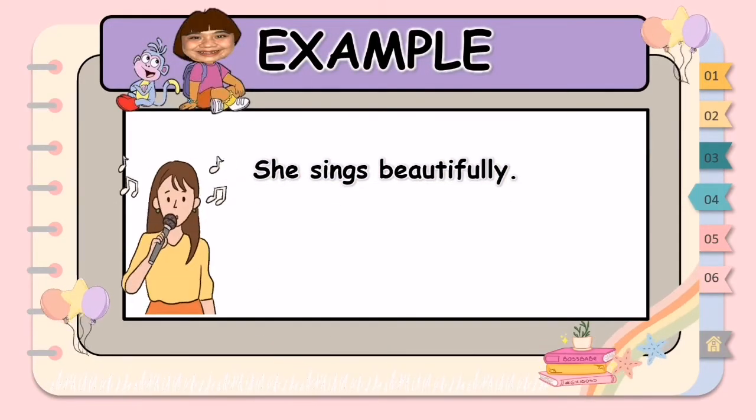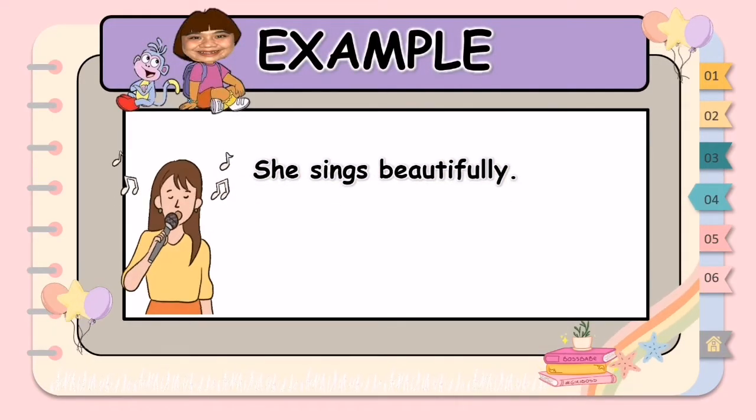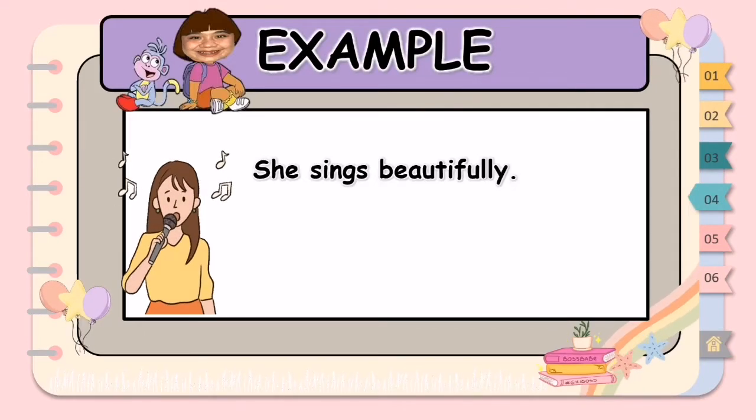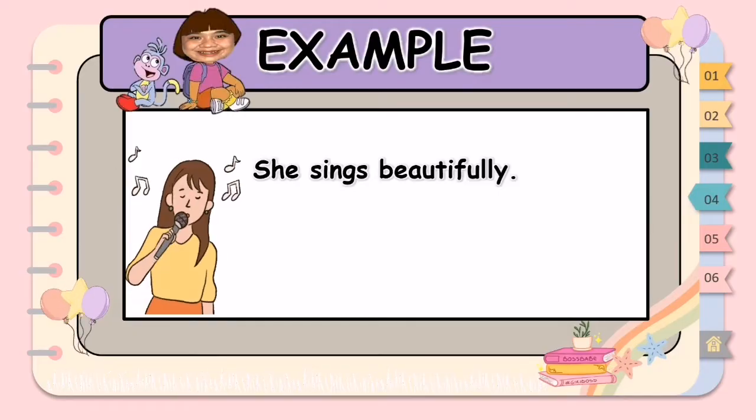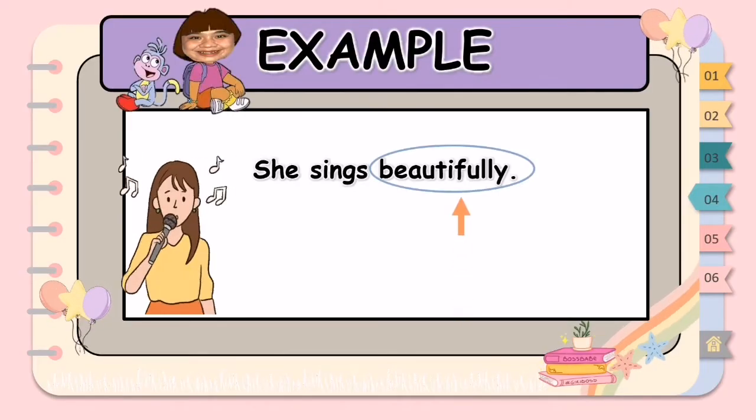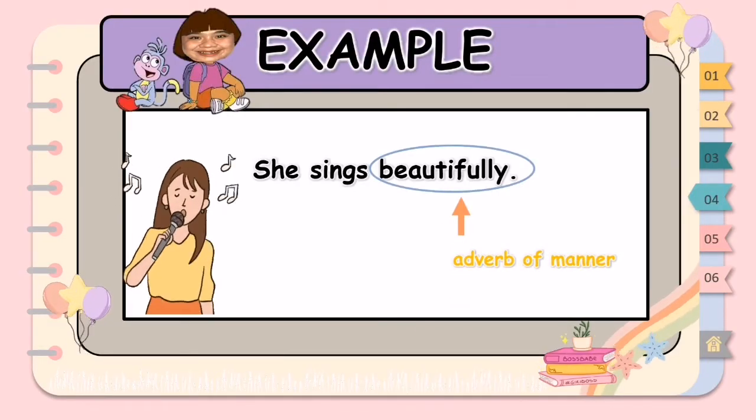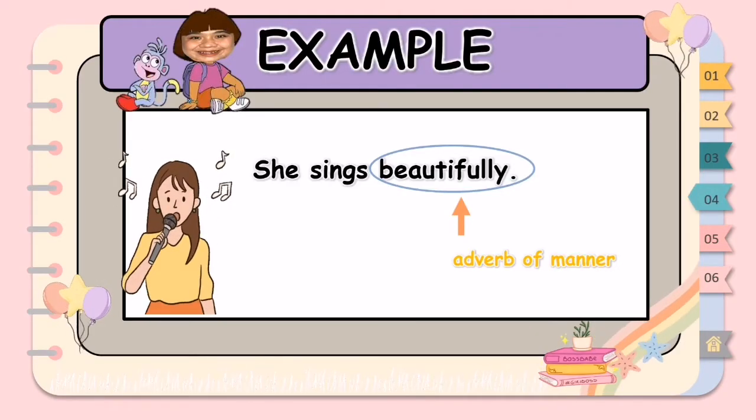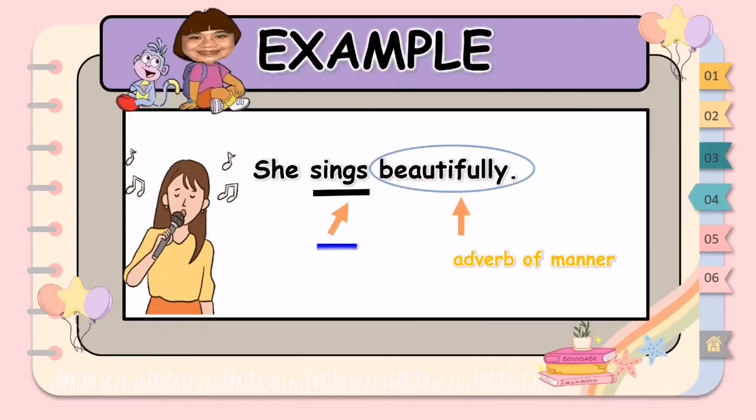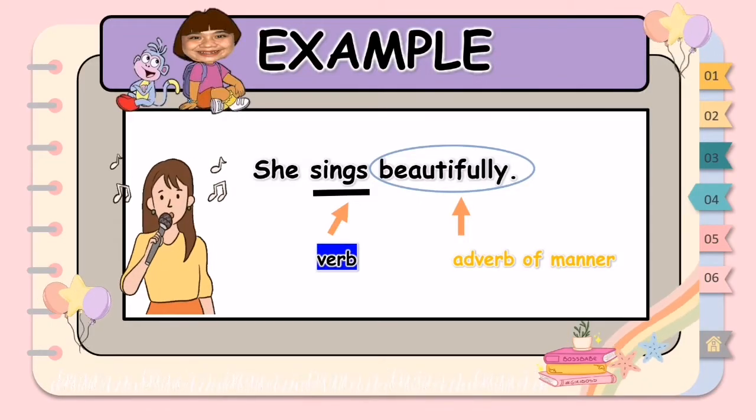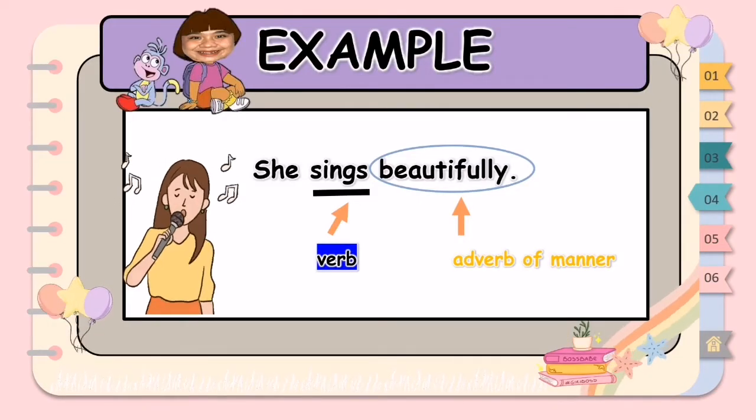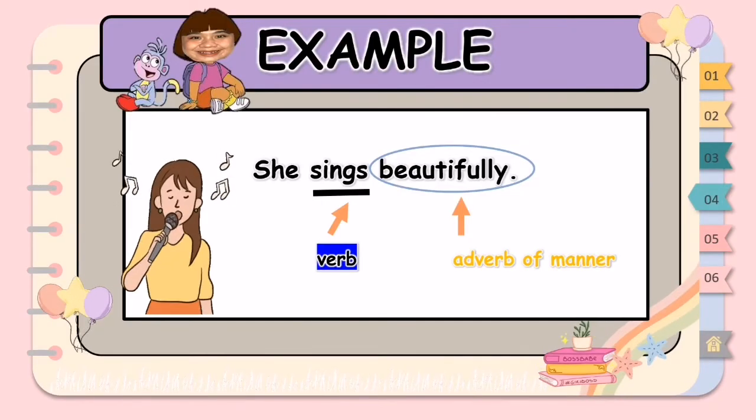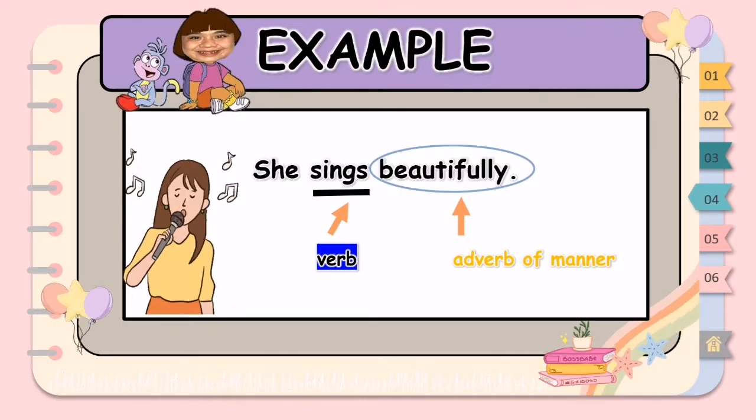Another example is she sings beautifully. Now, how does the girl sing? That's right. She sings beautifully. So the adverb of manner in this sentence is beautifully and it modifies the word sings, which is a verb. So beautifully is an example of adverb of manner because it modifies a verb.